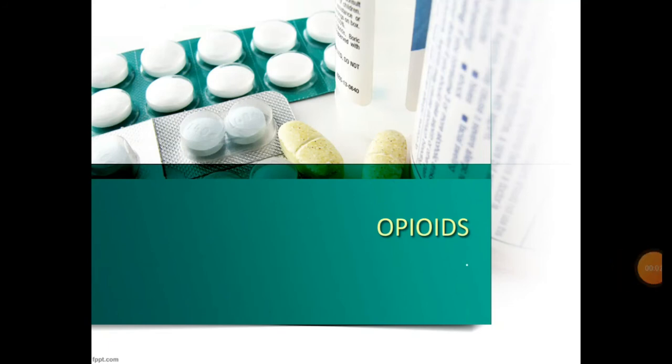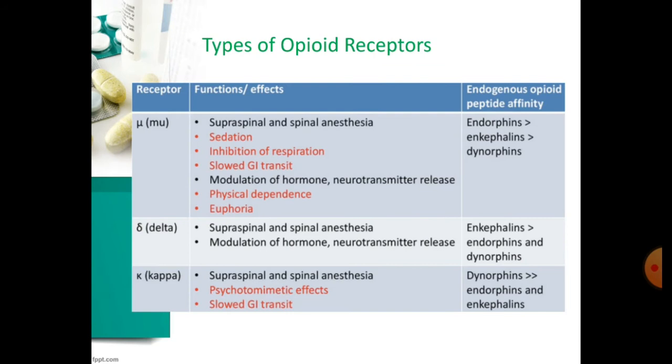So now we'll be talking about opioid analgesics. There are three types of opioid receptors, namely mu, delta, and kappa. They all belong to the G protein coupled receptor family, and mu is the most important. The mu effects are the following: supraspinal and spinal analgesia, in which delta and kappa also have that effect. And then we have sedation, inhibition of respiration, slowed GI transit, modulation of hormones, physical dependence, and euphoria. Their effects are somewhat similar, but the kappa has psychomimetic effects, which the other two do not have.